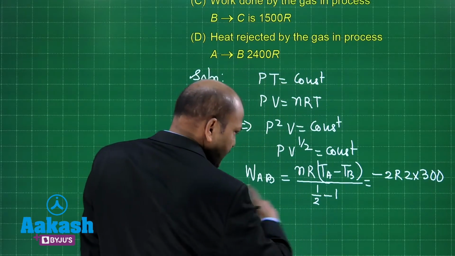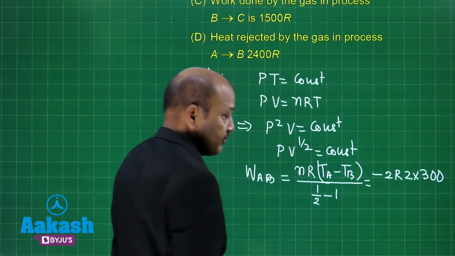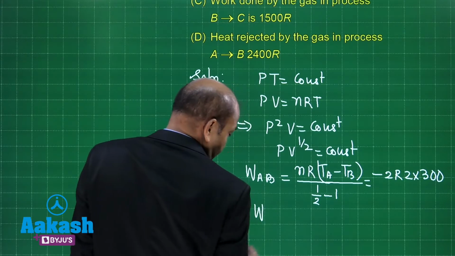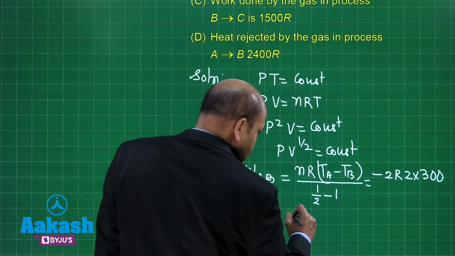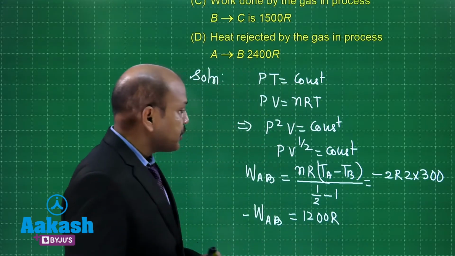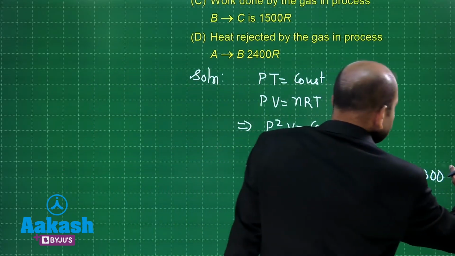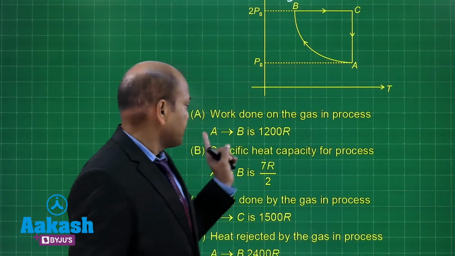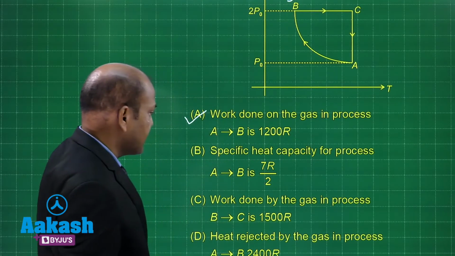That means work done by the gas is minus 1200 R, and work done on the gas, which is minus of WAB, is equal to 1200 R. So work done on the gas in the process AB, we are finding, is coming out as 1200 R. Let's now check option A. Work done on the gas in the process is 1200 R. It is exactly matching, so we take it as a correct option.